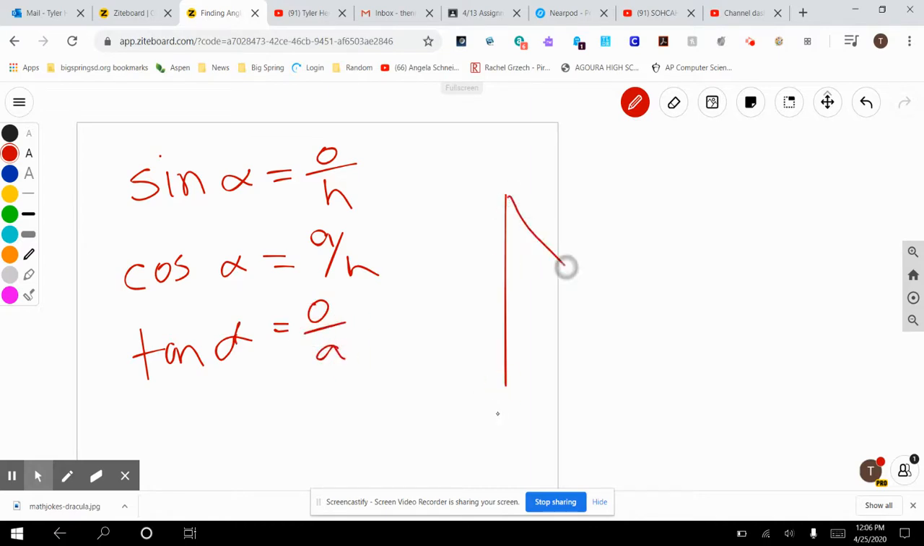So what we're talking about here is if we have a right triangle, and I want to know this angle right here. And I know this side is, let's say, 12, and this is 18. So this time I know the two sides, but I'm trying to find the angle.